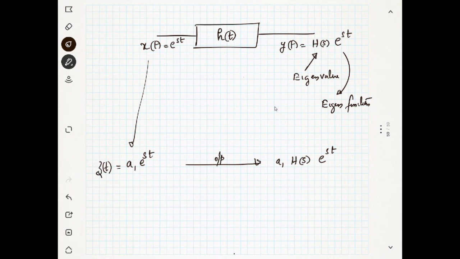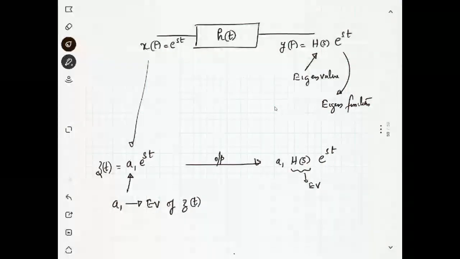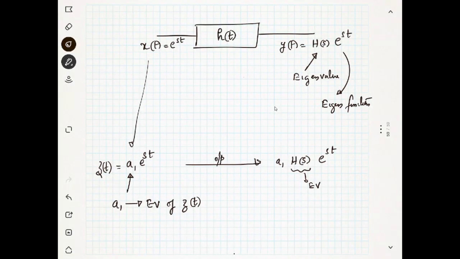Now, what is this A1? What is H of s? H of s is nothing but the eigenvalue. So A1 is the eigenvalue of what? Of z of t. Do you agree with me? So A1 can be a function of s also. If A1 is a function of s, then I can include here also a function of s. Is it okay?